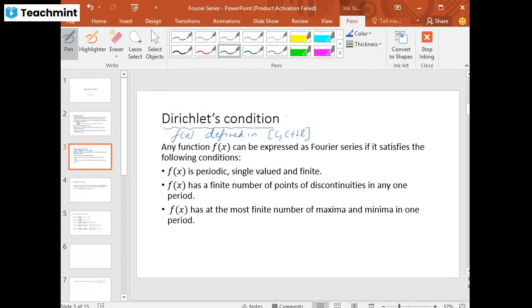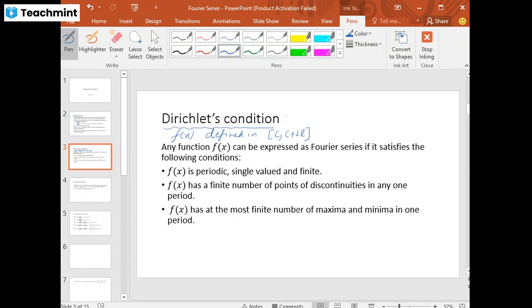The conditions are: number one, your function should be periodic, single valued, and finite. Second, your function should have at most a finite number of points of discontinuity in any one period. Third, f of x has at most a finite number of maxima and minima in one period.